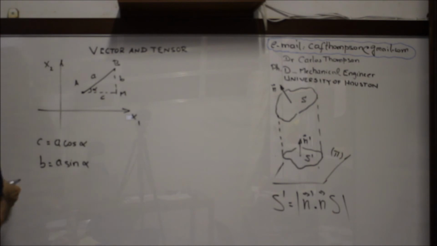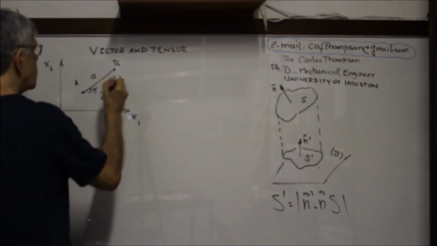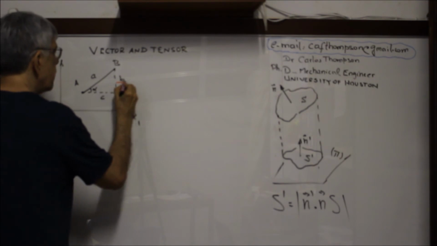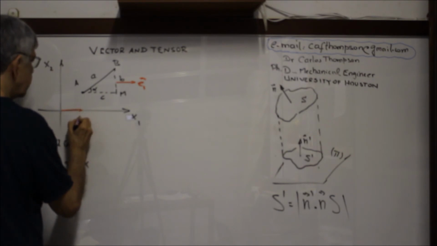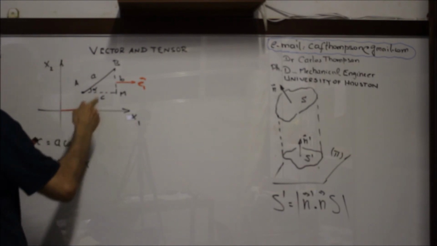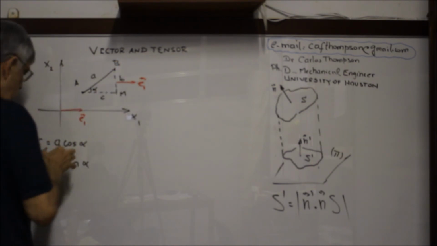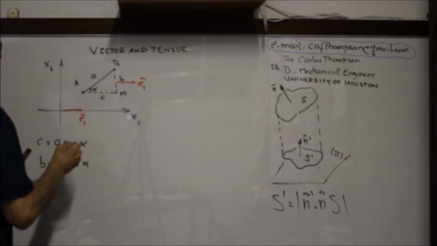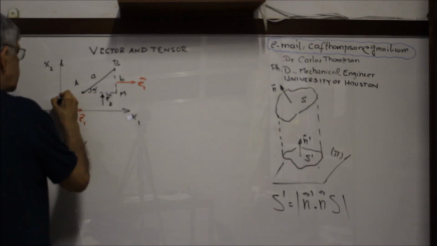Now, suppose this is my unit vector. I use a standard base. This is my normal E1. You see, this is my E1 over here. This is normal to this length here, BM. And also, I write down my E2. This is my E2.